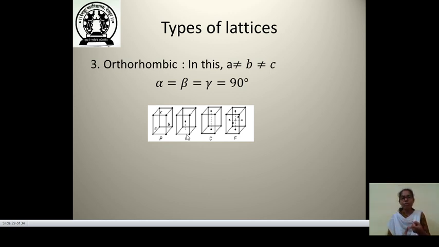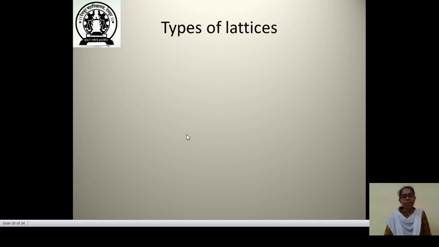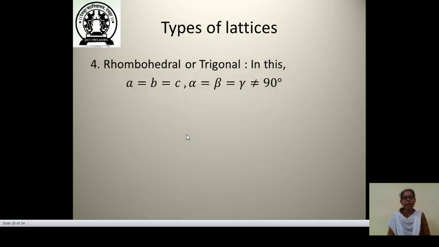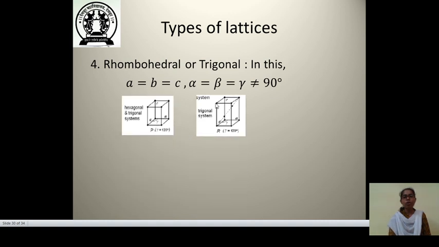These are the first three. First one is the cubic, second one is the tetragonal, third one is the orthorhombic. According to their lattice constant conditions, they are classified. Fourth one is the rhombohedral or trigonal. Rhombohedral is also called trigonal. Since tetragonal comes before that, use rhombohedral instead of trigonal.